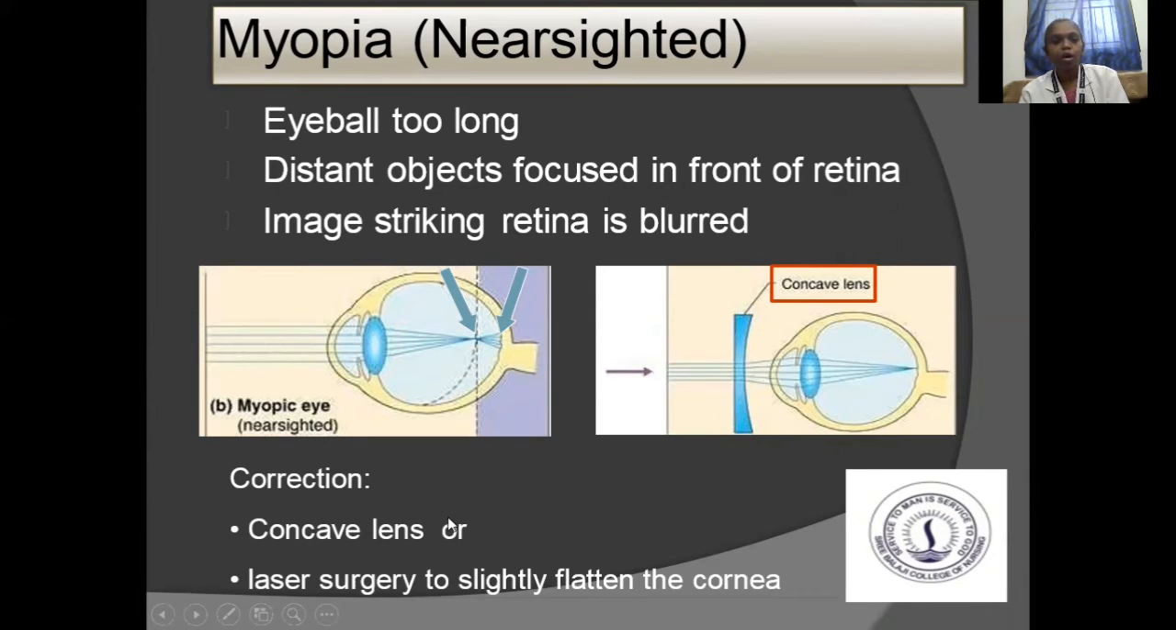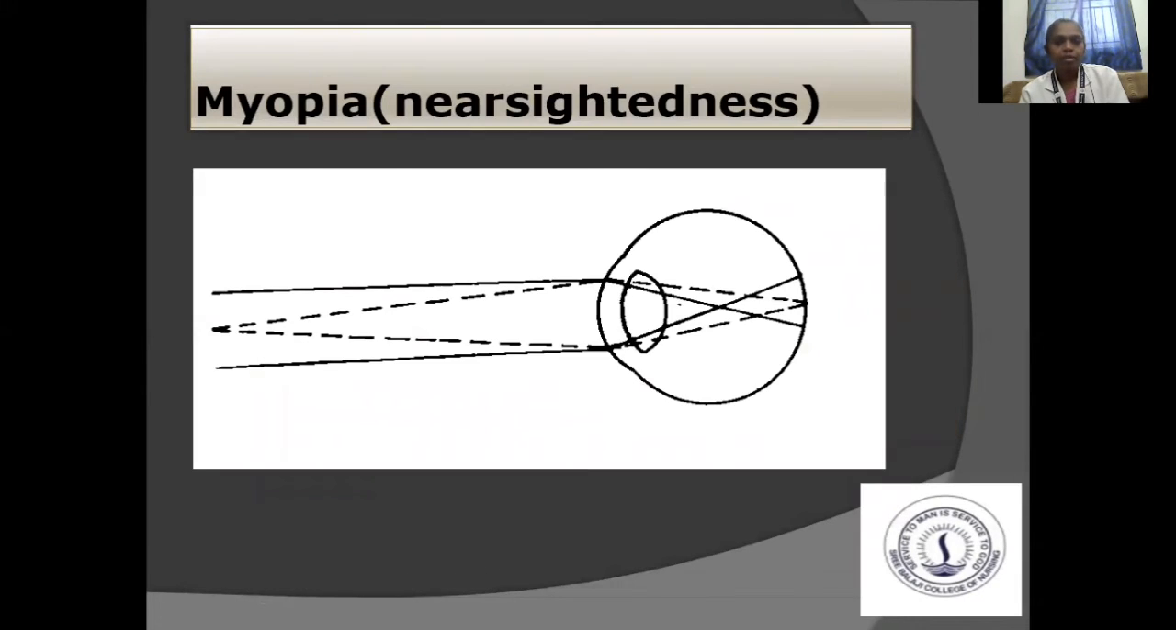So you have to use a concave lens to treat myopia, or in severe cases like high myopia, we have to treat the patient with laser surgery. Laser surgery is used to slightly flatten the cornea. So we flatten the cornea with laser surgery so that we can treat the patient with myopia.